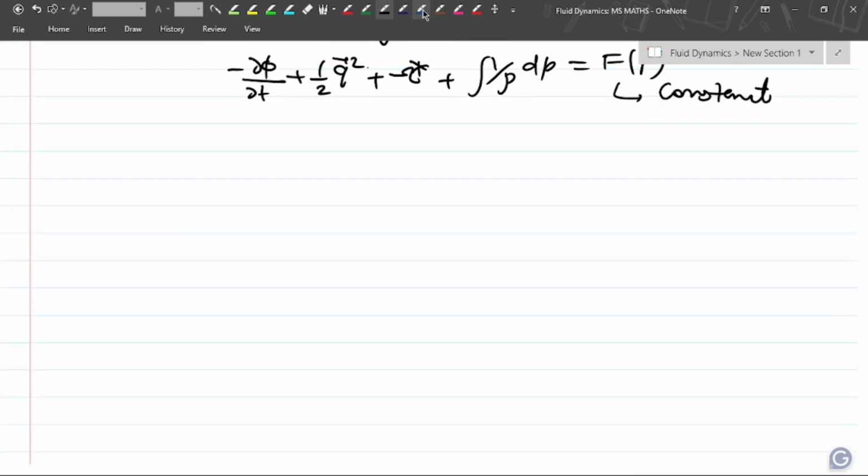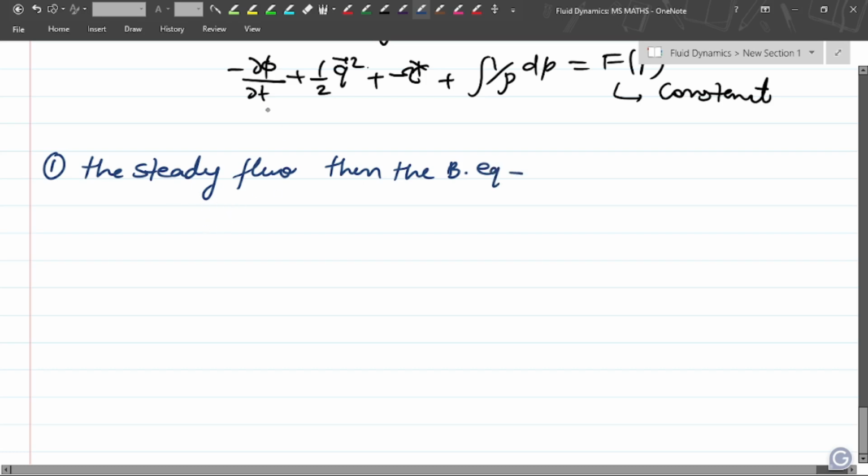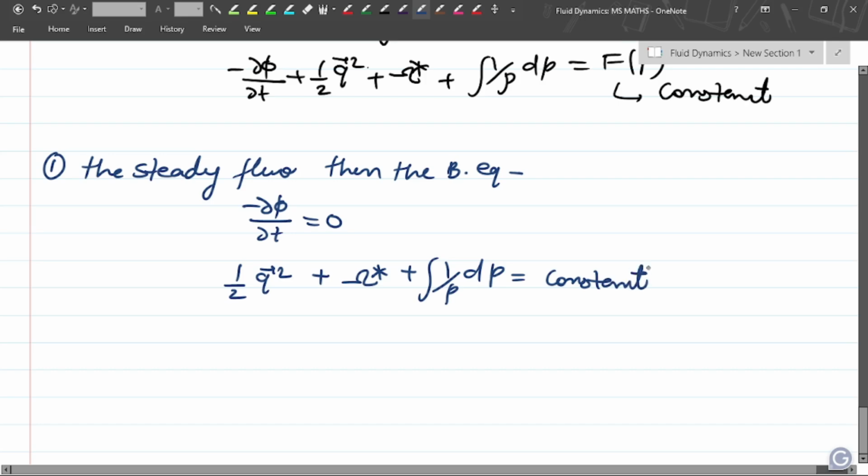So we will have the cases. First, the steady flow. Then in Bernoulli's equation dou phi by dou t will be 0, so it will be 1 by 2 q vector square plus omega star plus the integral of 1 upon rho dp is some constant. This is Bernoulli's equation for steady flow.